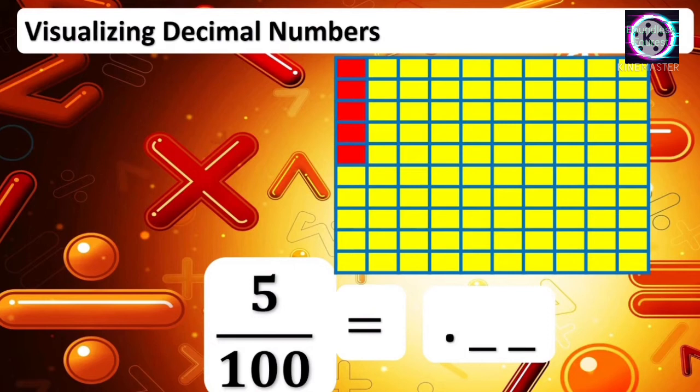So, tingnan natin kung tama yung ginawa natin. Again, 1 decimal point and 2 blanks. Okay, that is correct. Now, how are we going to write 5 if we have 2 lines here?